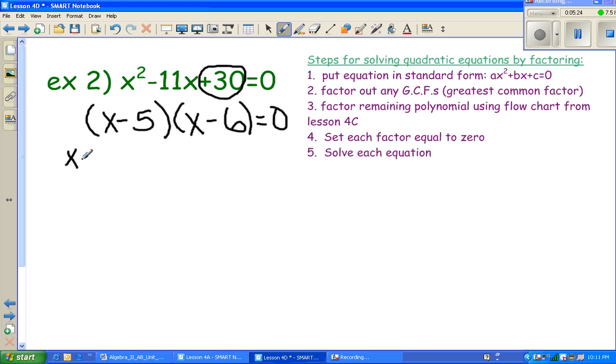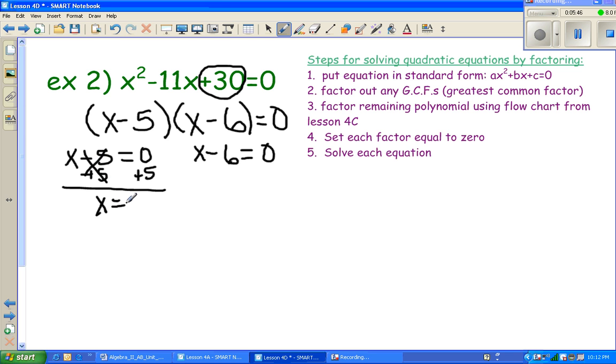Set each factor equal to 0. And then we're going to add 5. These guys cancel out. So one solution is going to be x equals 5.